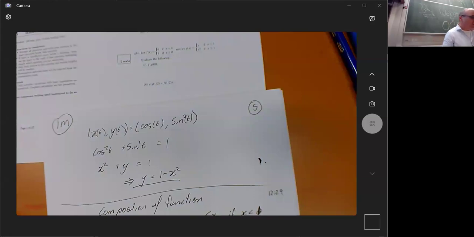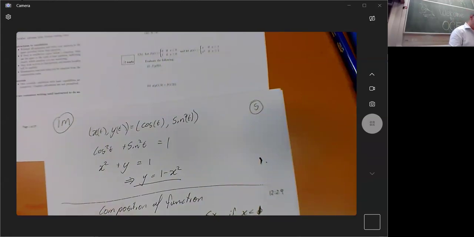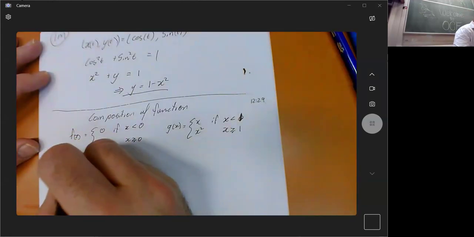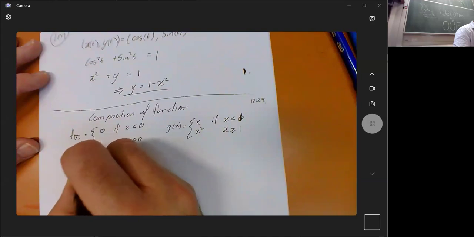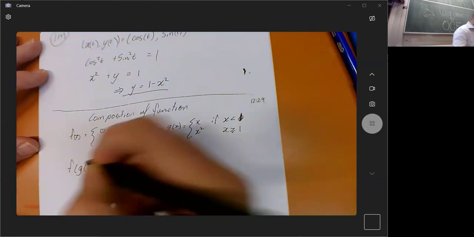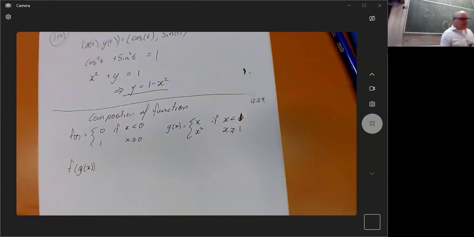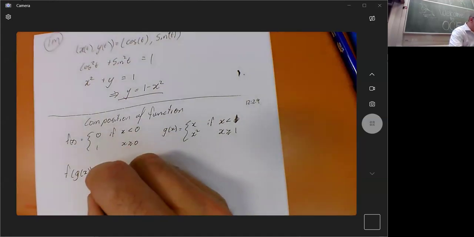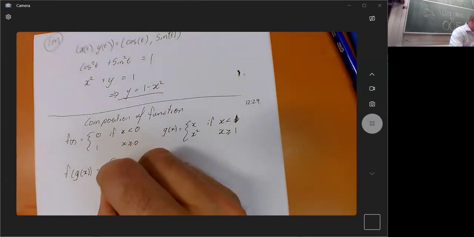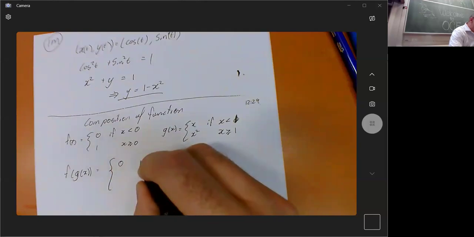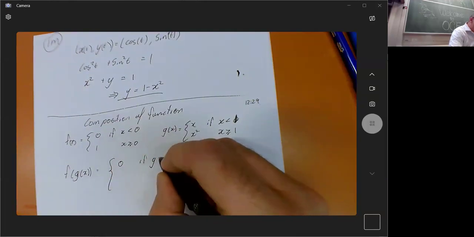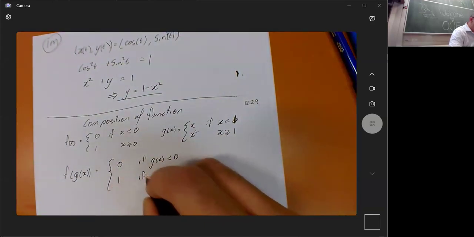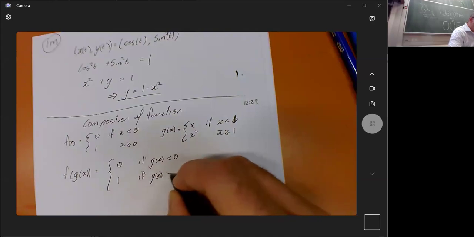Okay, so if we just think about trying to find f of g of x, literally, this will work out to be 0 if g of x is less than 0, and 1 if g of x is greater than or equal to 0.